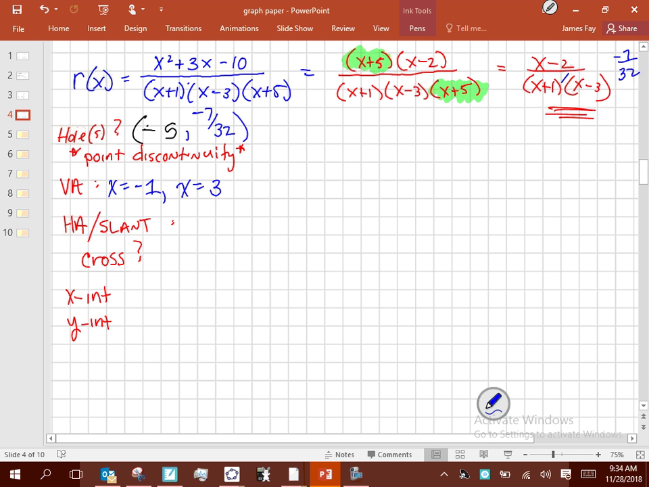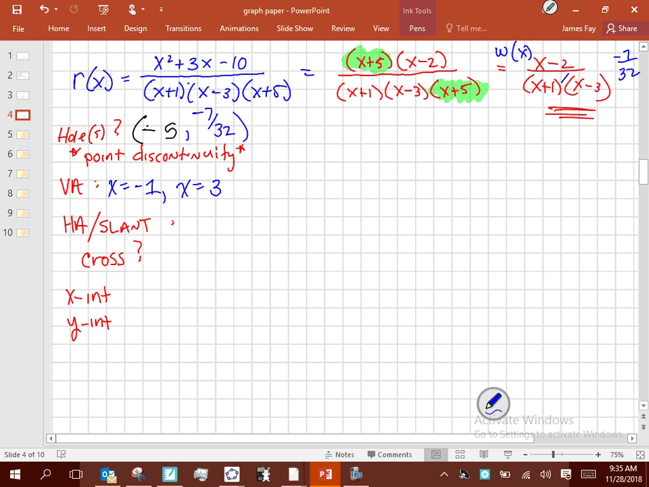The horizontal asymptote or the slant asymptote, and whether you cross it or not, you can look at either R of x, the original, or R of x, the reduced. Let me call this, just so I can talk about it easier, R prime of x. Actually, that's stupid. Let's just call it W of x. I won't call it R prime of x because next you're going to find out that R prime is a derivative. So that's just stupid notation on my part. So W of x, okay? R of x, W of x, same function.